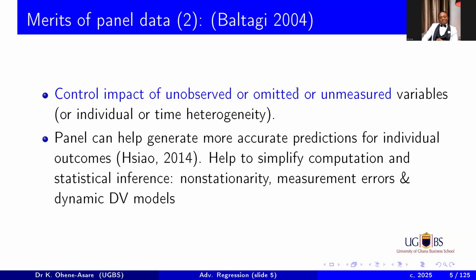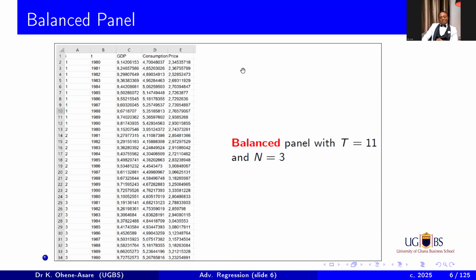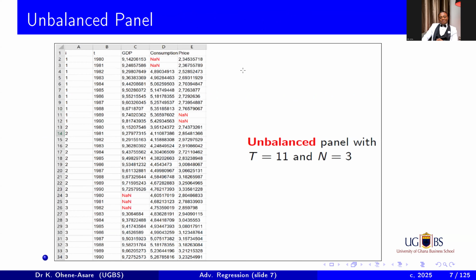You can do stationarity tests. You can do measurement error tests. You can do dynamic and dependent variable regressions. You can do GMM. You can do multiple kinds of panel analysis. You can do double machine learning and so many other things you can do. So panel is good. But panel is also not always great, like we have indicated.